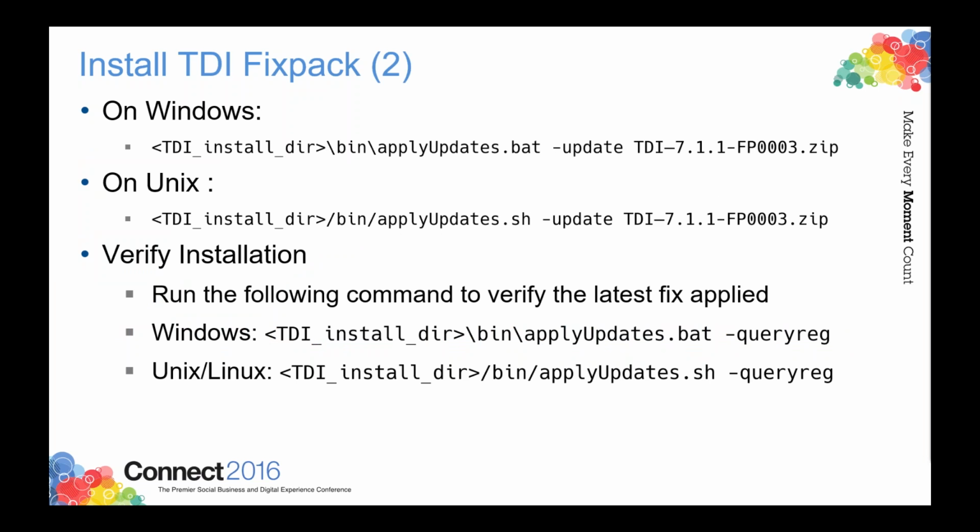Then on Windows, just start the applyUpdates batch file, or on Linux, start the applyUpdates shell script with -update and the zip file with the provided Fixpack. It will run several minutes. To check it was applied the right way, just start applyUpdates again with -queryreg. That's all. You will get a list of all components of TDI with the updated version numbers with Fixpack 3 in this case.